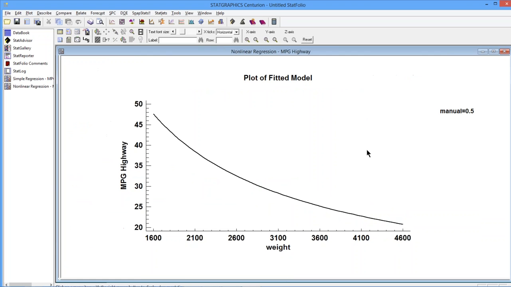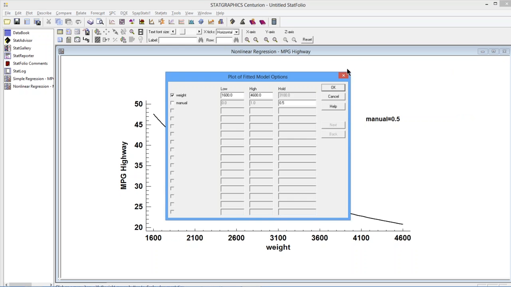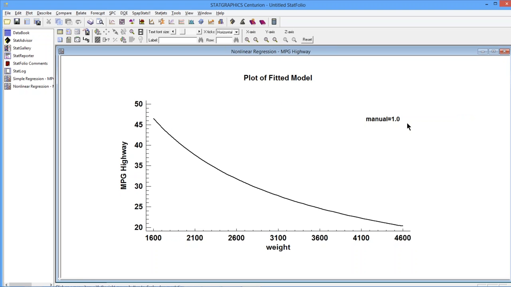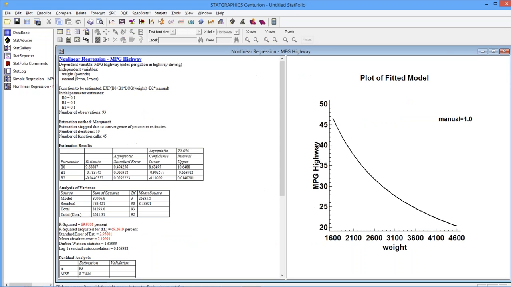Okay. In fact, here is the model it fit. Actually, that's the model for manual equal 0.5. That's averaged across different models. Okay, I can set different values. There it is. There's the model for manual transmission.